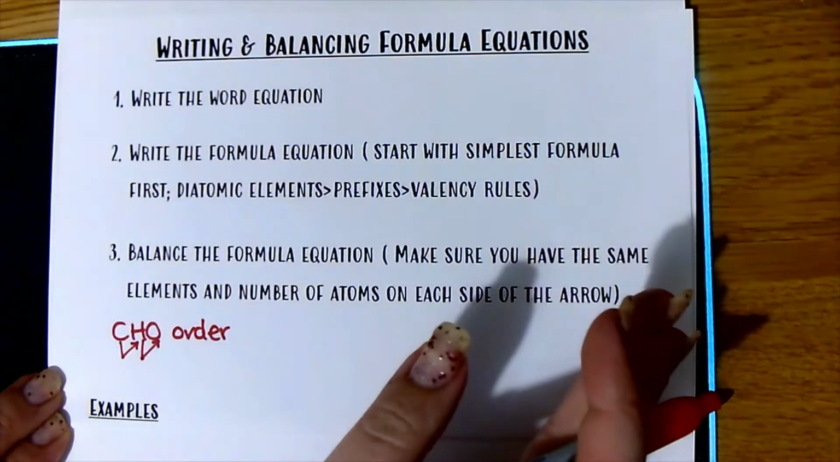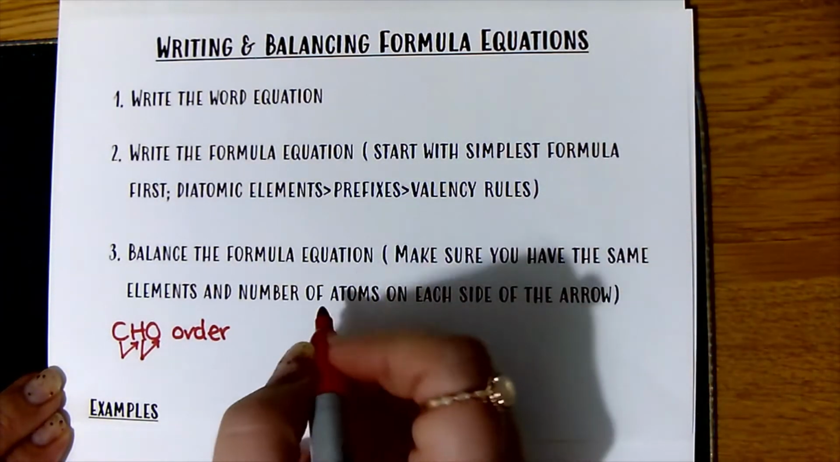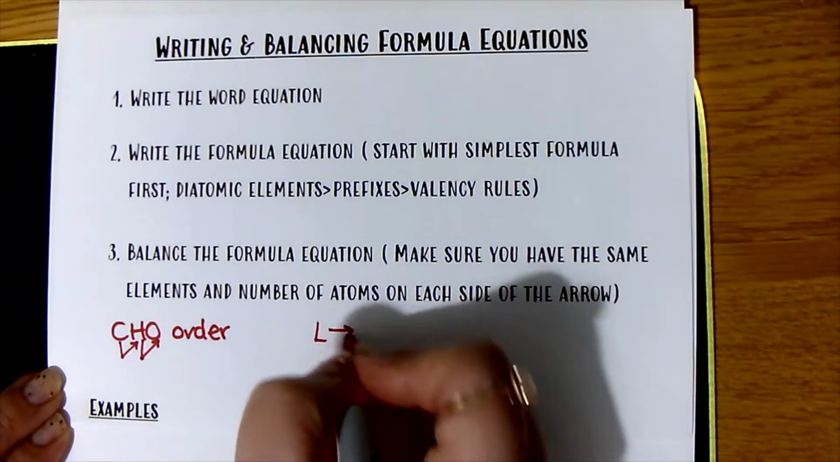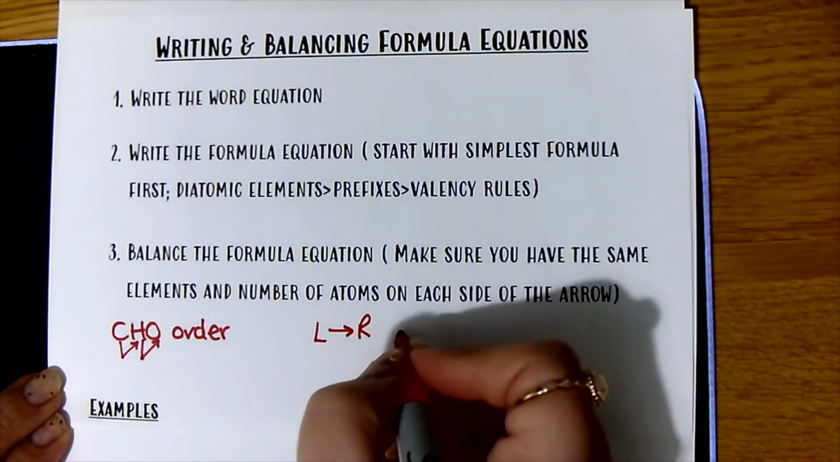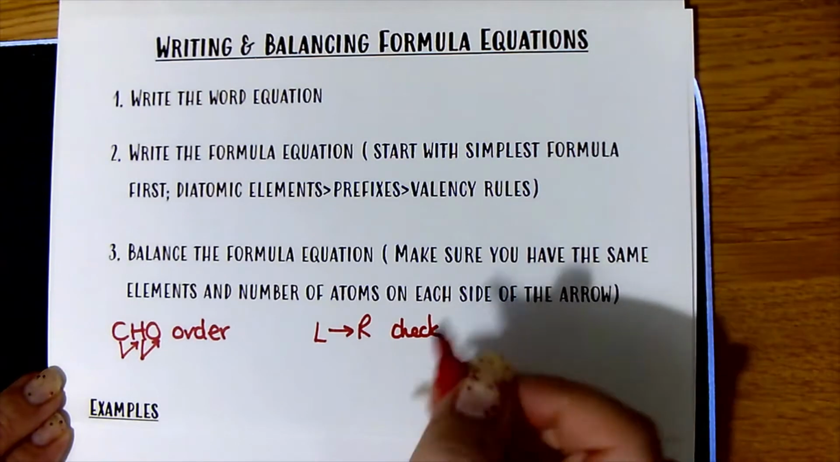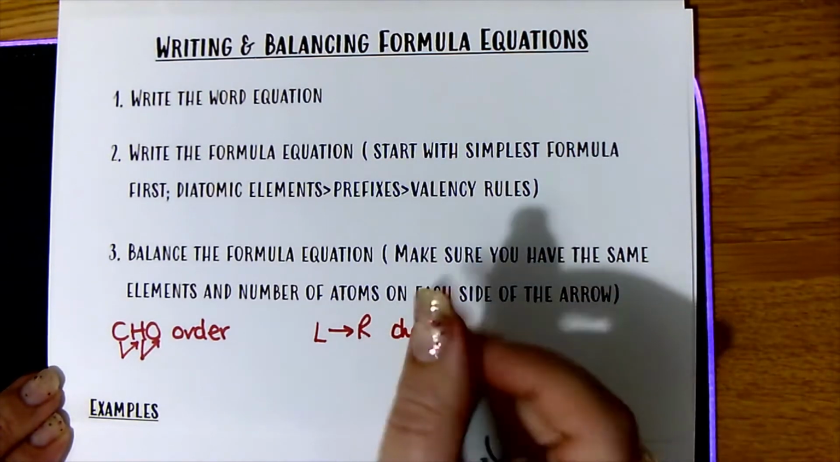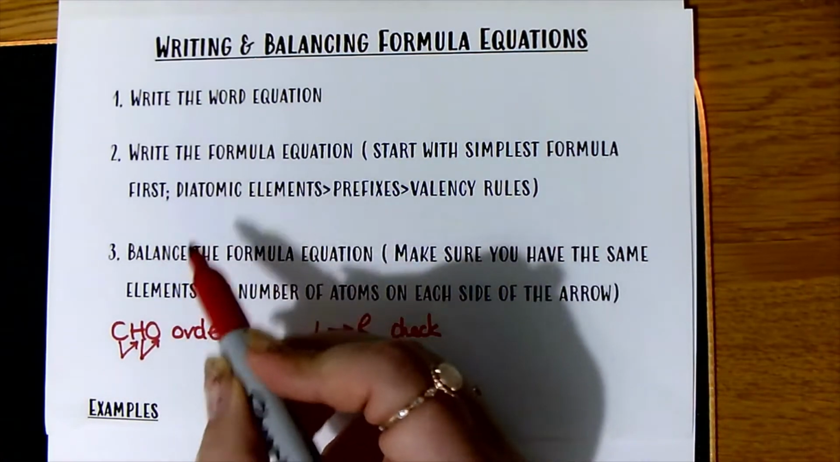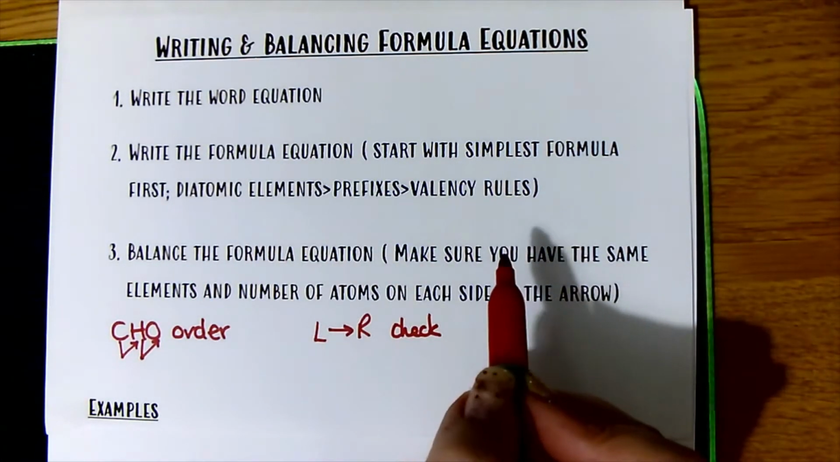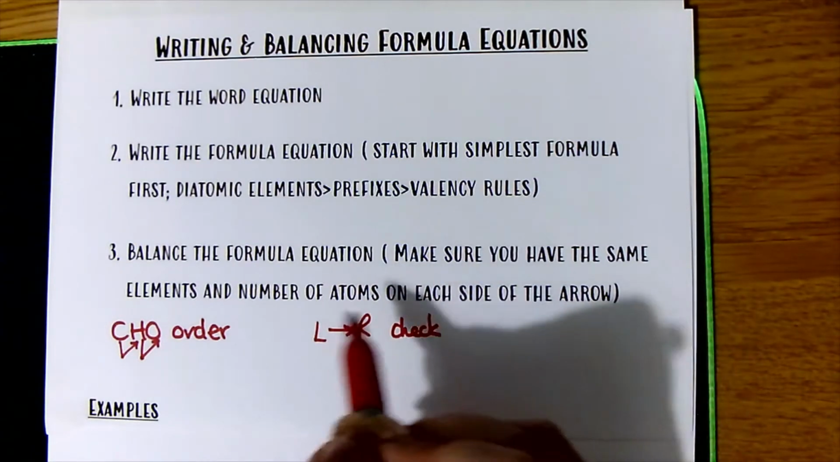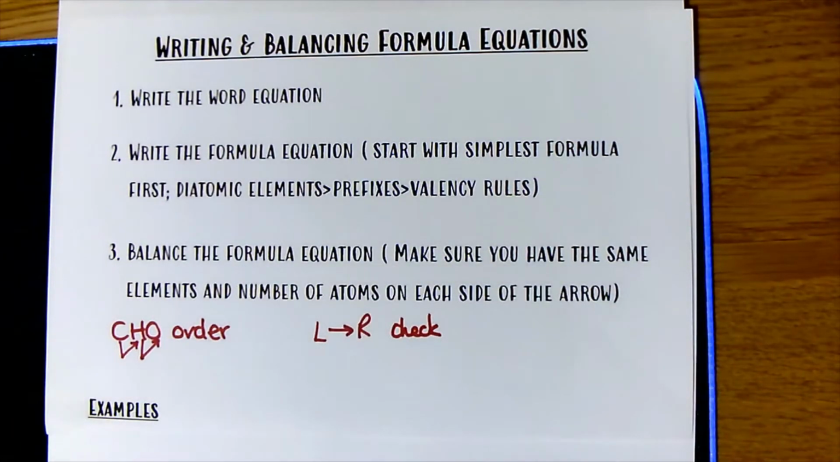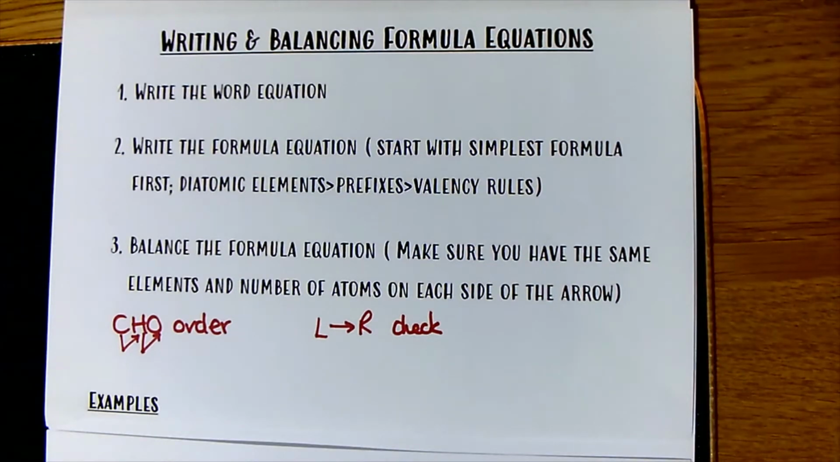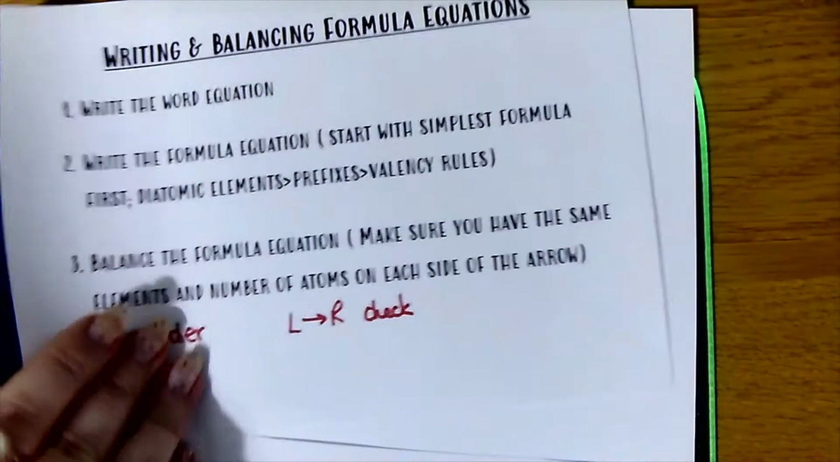When it comes to balancing all formula equations, I would advise you remember to do your left to right check. Okay, so after every single change you make, you go right back to the left hand side, to the very beginning of the formula equation, and you count all your atoms again. And you'll hear me mention this as we move forward. Let's work through some examples together of writing and balancing formula equations.